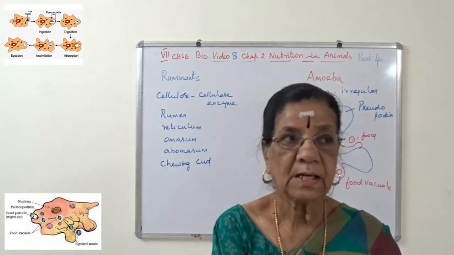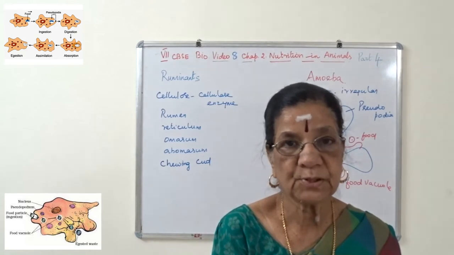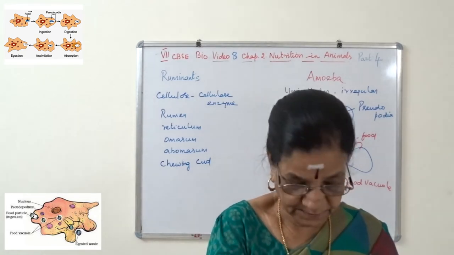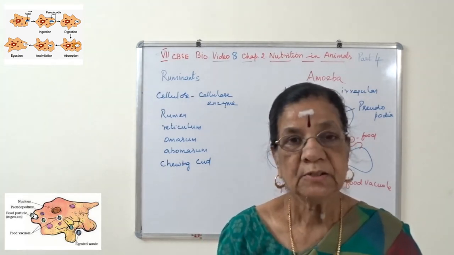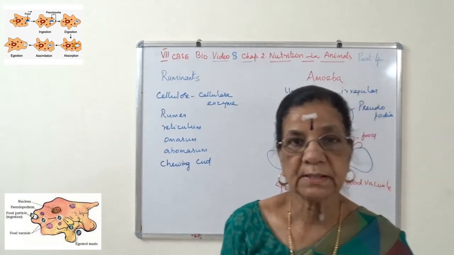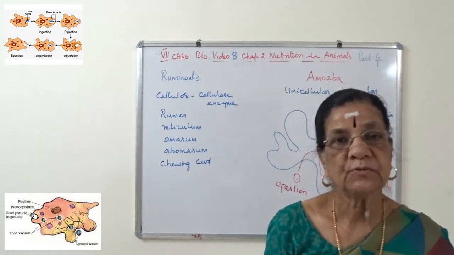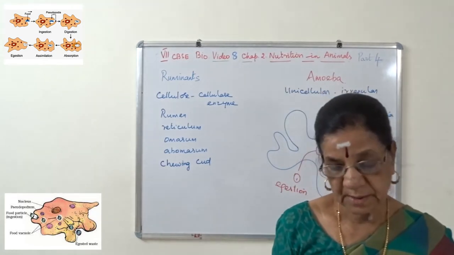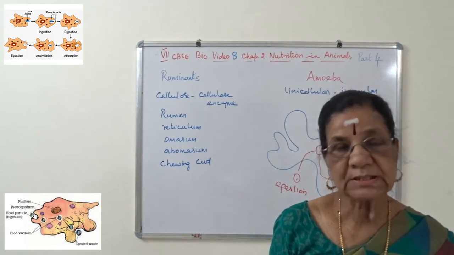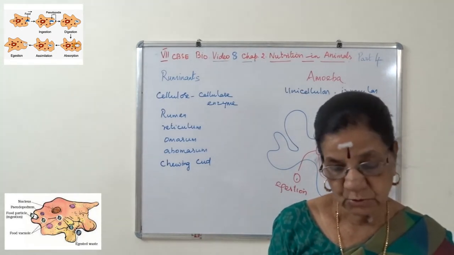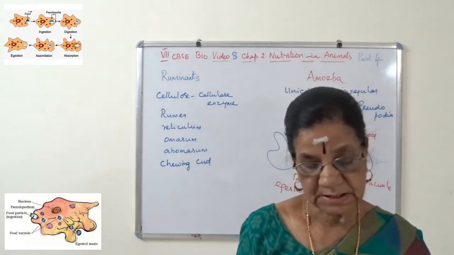Now this amoeba feeds on microscopic organisms. When this amoeba senses food, it pushes the pseudopodia around the food particle and engulfs it, and the food becomes trapped in a food vacuole. I hope you understand. So the digestive juices are secreted into the food vacuole. They act on food and break it down into simpler substances.